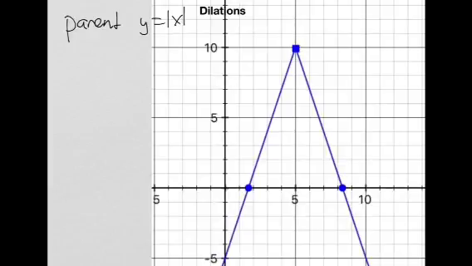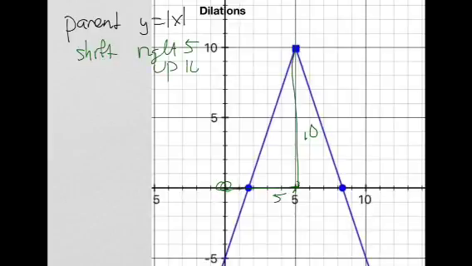I'm going to look at my shift, because I can look at the vertex to see how I am shifting. So I went to the right 5. I went up 10. So I have right 5, up 10. So I have the absolute value of x minus 5. I have y minus 10 equals the absolute value of x minus 5.